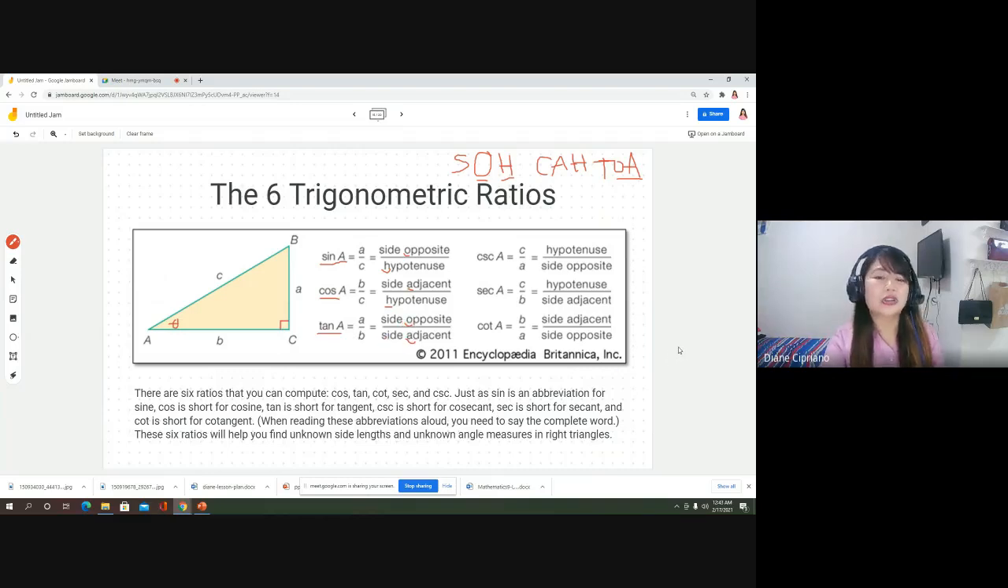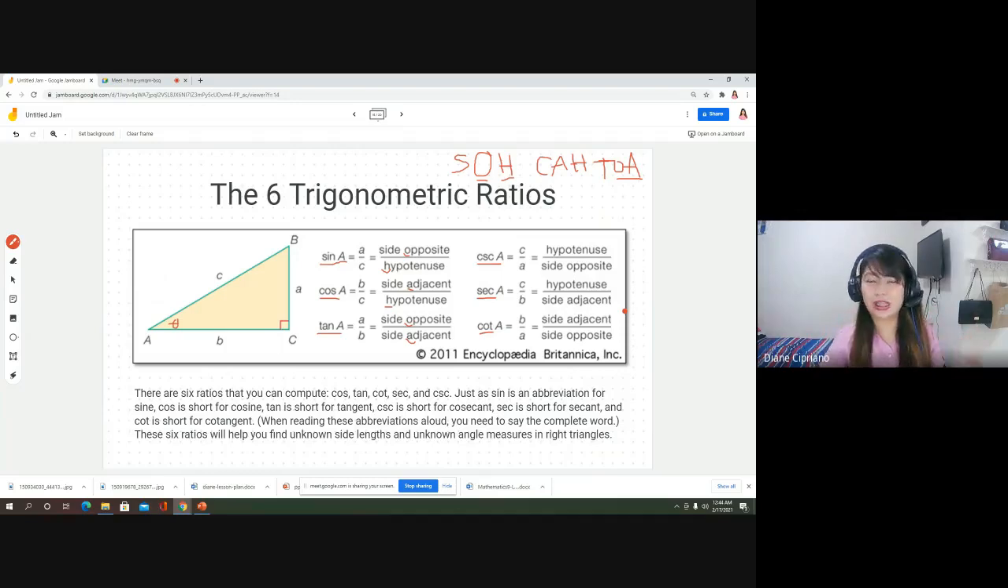So if you mastered SOHCAHTOA, you can now come up with the reciprocals of these terms, such as cosecant, secant, and cotangent. Cosecant is the reciprocal of sine. Secant is the reciprocal of cosine. And cotangent is the reciprocal of tangent. If we are talking about the reciprocal of any term, the simplest explanation would be just exchange your denominator to numerator.